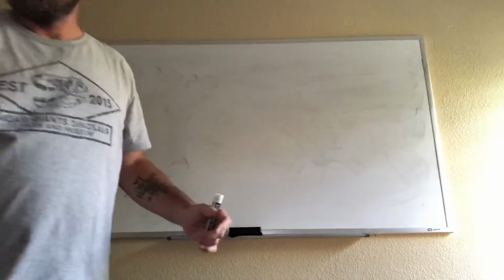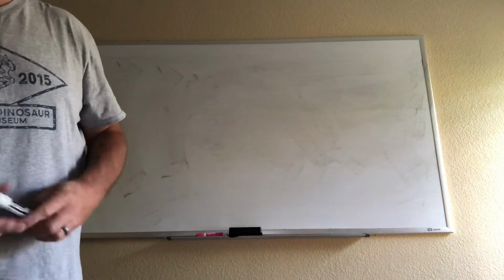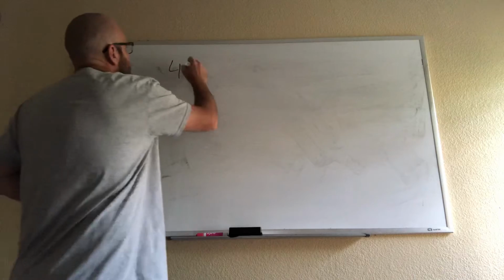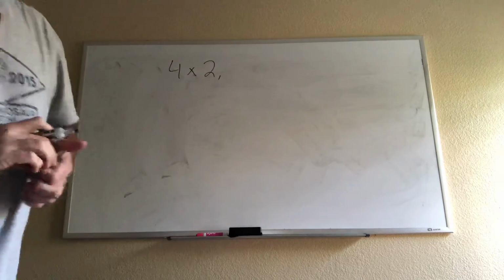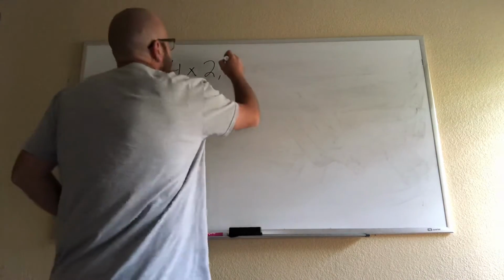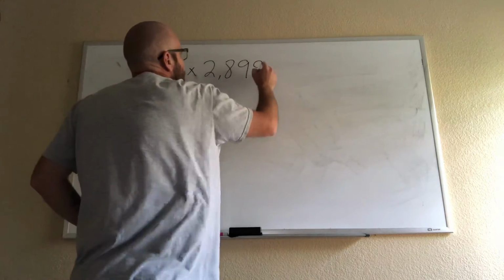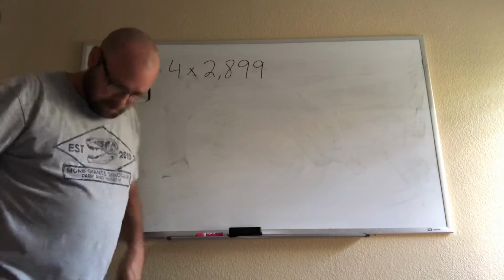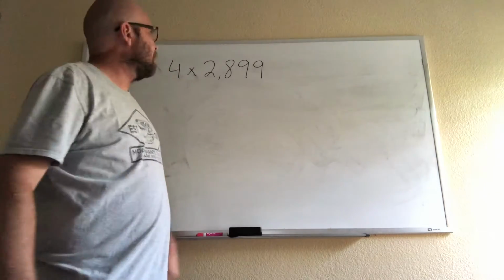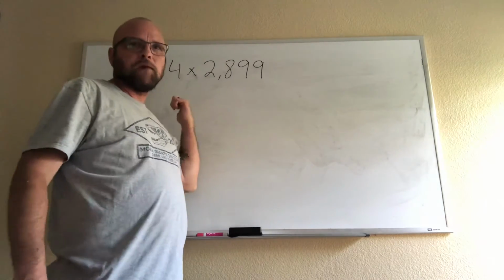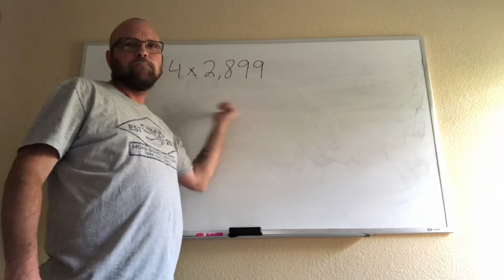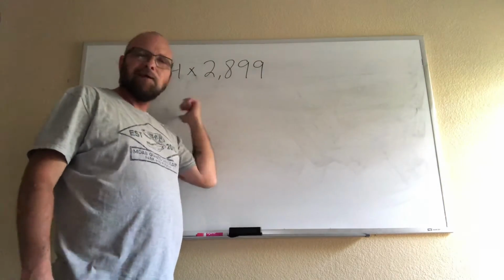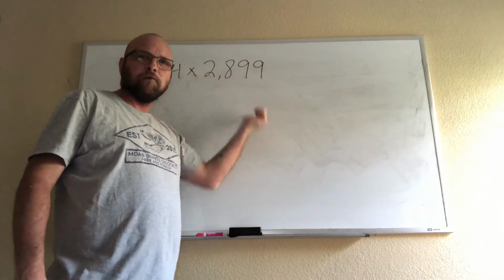We're going to work on problem 12. 4 times 2,899. First of all, I don't like my multiplication problems written horizontally. Now, when I have different types, I may want them written horizontally, but this I don't want written horizontally. I want it written vertically.